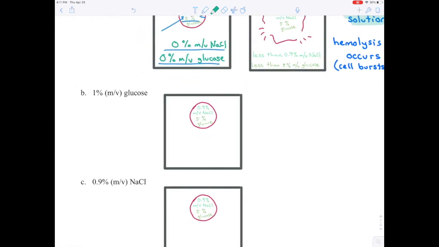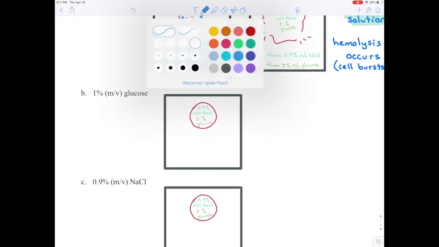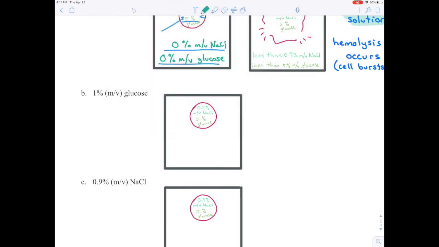Okay, how about B? For B, they say you have a 1% glucose solution, mass volume.